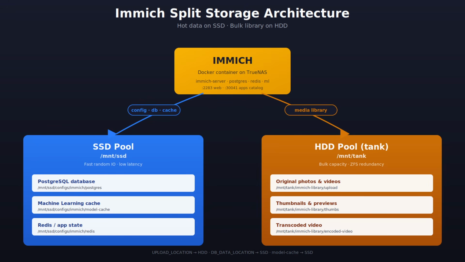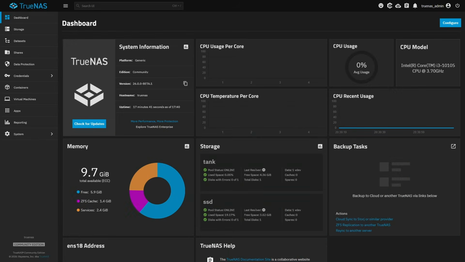Our uploaded photos and videos are going to live on our Tank HDD pool because photo libraries can get big. But our application config, our database, our machine learning cache are all going to live on an SSD pool for speed. This gives you the best of both worlds: cheap bulk storage for media and fast storage for the parts that actually need it. Before we deploy Immich either way, we need to create our datasets.